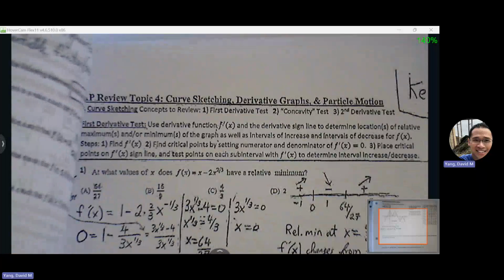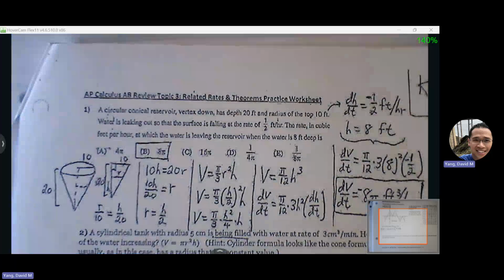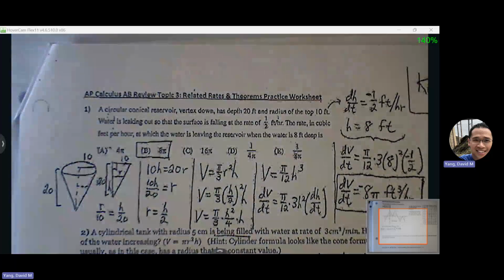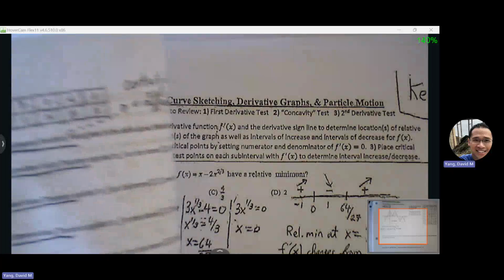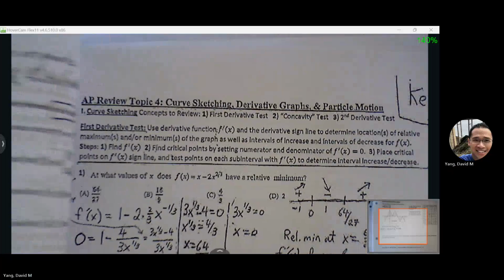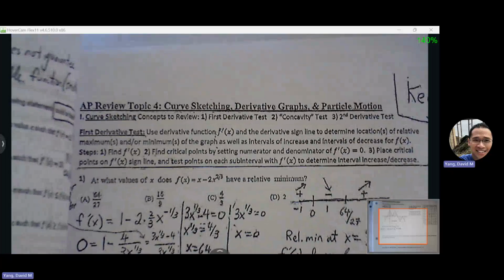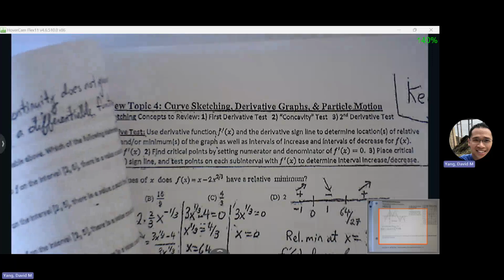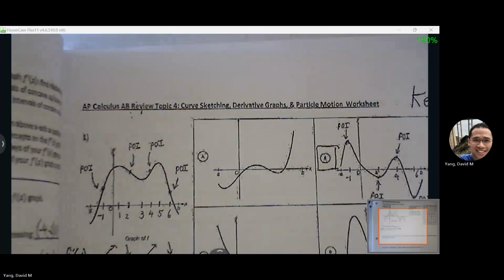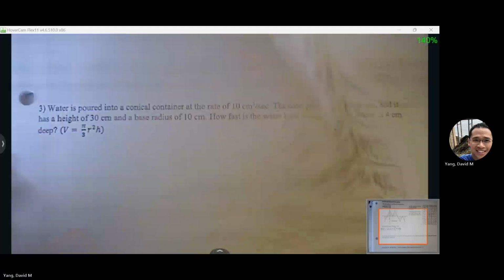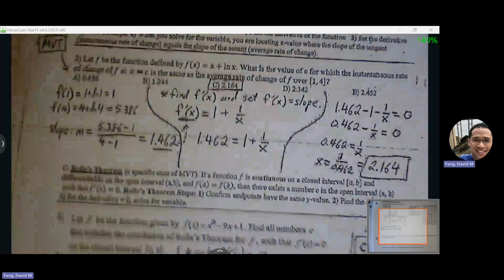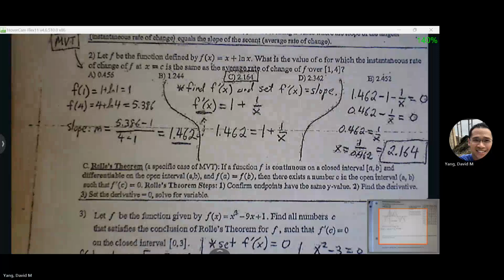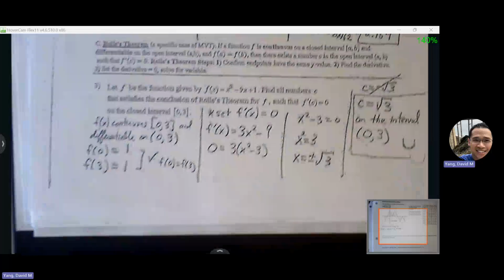After we get done with page 10, let's skip to page 13 so we can see more of a variety of problems, because pages 11 and 12 are just related rates, more related rates, mean value theorem and Rolle's theorem, and extreme value theorem. Page 13 is first derivative test for concavity, derivative graphs, particle motion. So finish page 10, number 3, which is Rolle's theorem, and then go to page 13 after that.